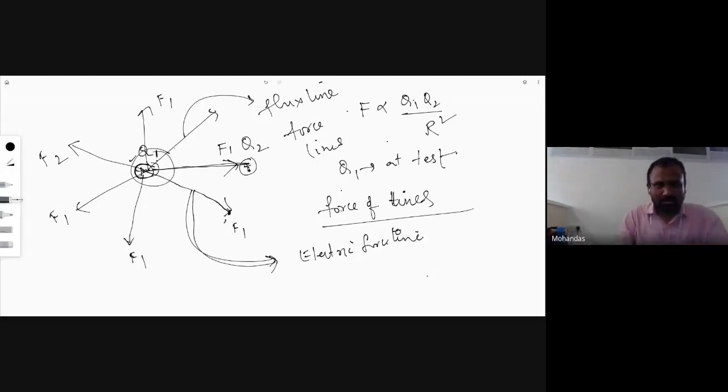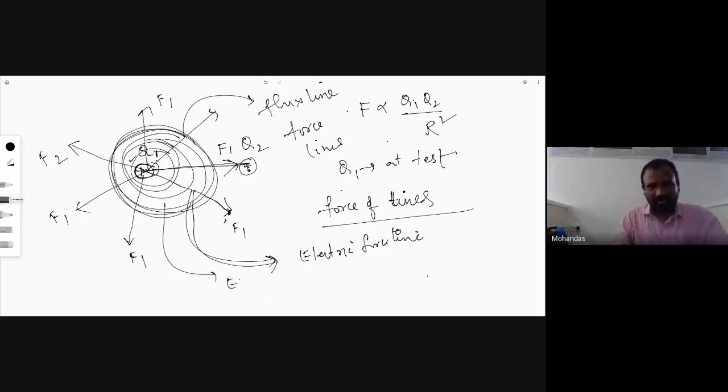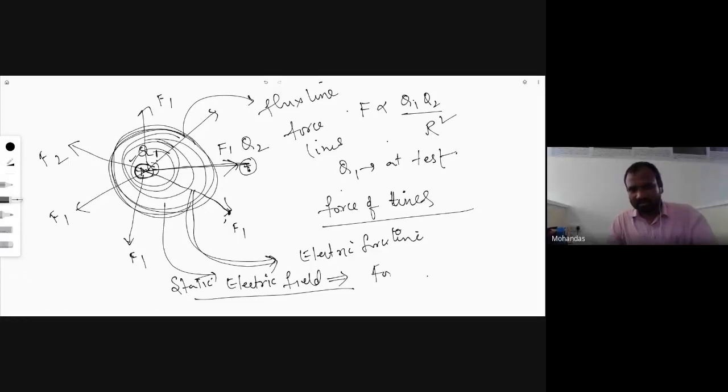Now this is a region around this charge, so there is some field, an electric field. Try to understand this concept. The region around this Q1 is known as an electric field. As this charge is at rest, it is known as a static electric field. So what does this electric field consist of? Force lines exist.